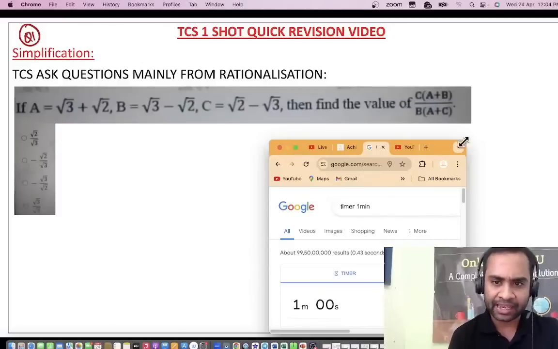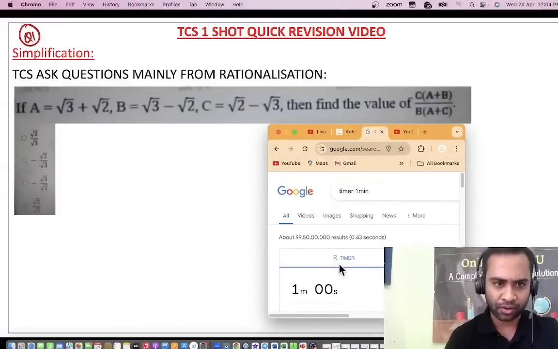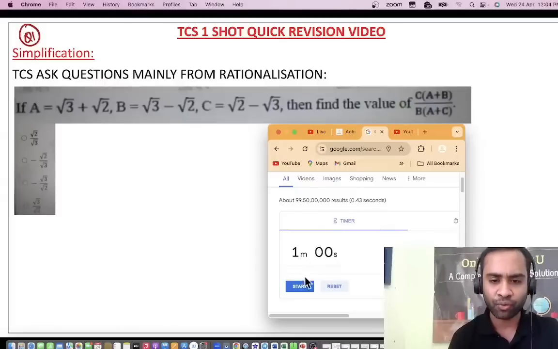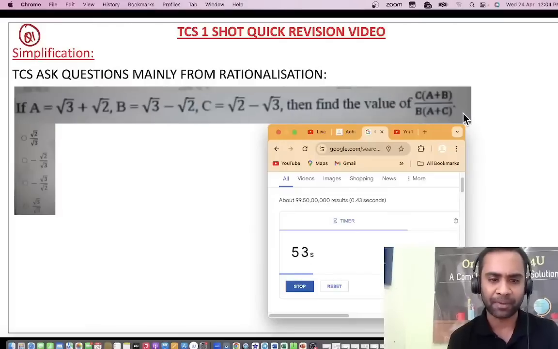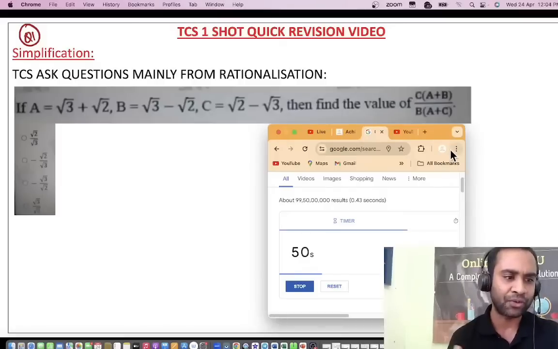If A is equal to root 3 plus root 2, B is equal to root 3 minus root 2, C is equal to root 2 minus root 3, then find the value of C into (A + B) divided by B into (A + C). Let me see how many of you are able to answer this.